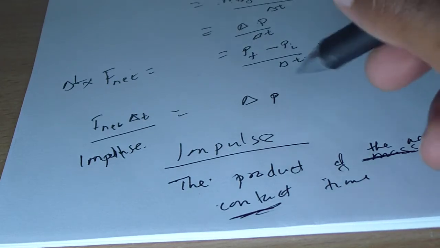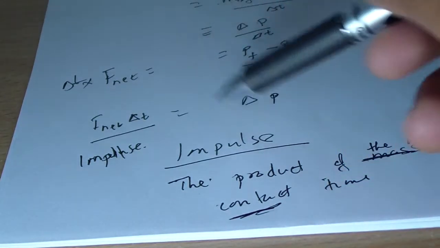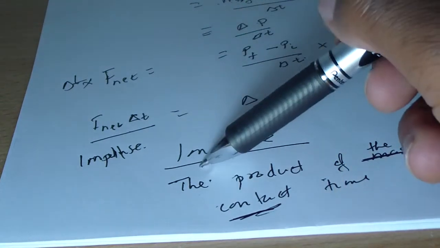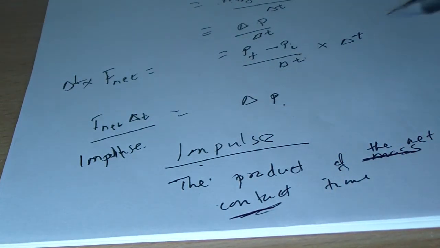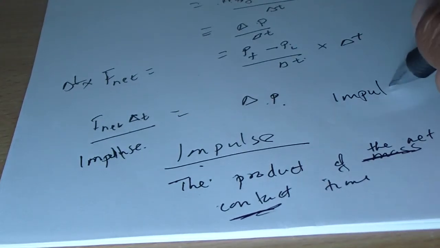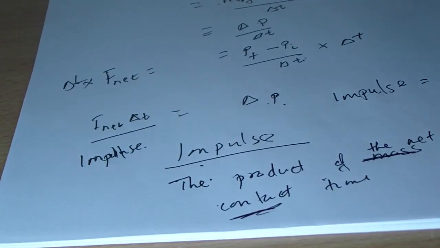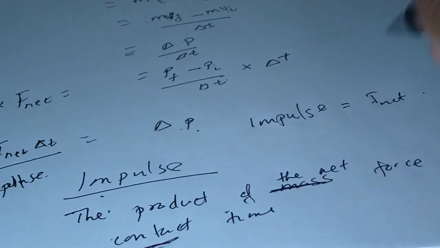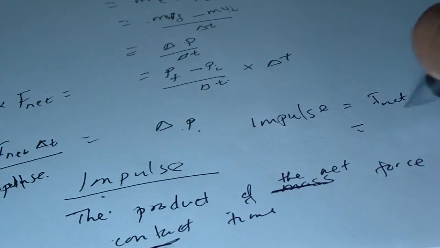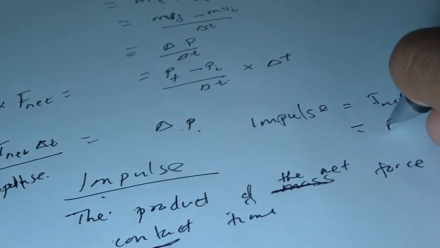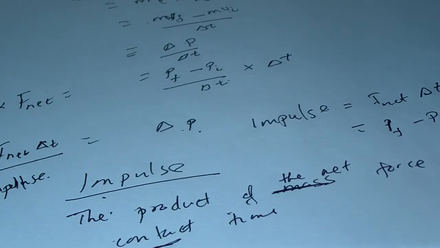Or I can define this also in terms of momentum. Remember I was saying F net delta t, which is impulse, is the same as change in momentum, which means I can also simply define impulse as equal to change in momentum. What does this tell us? It simply means there are two ways in which we can calculate impulse. I can say this is F net delta t, or I can simply say momentum final minus momentum initial. They will both give me impulse.